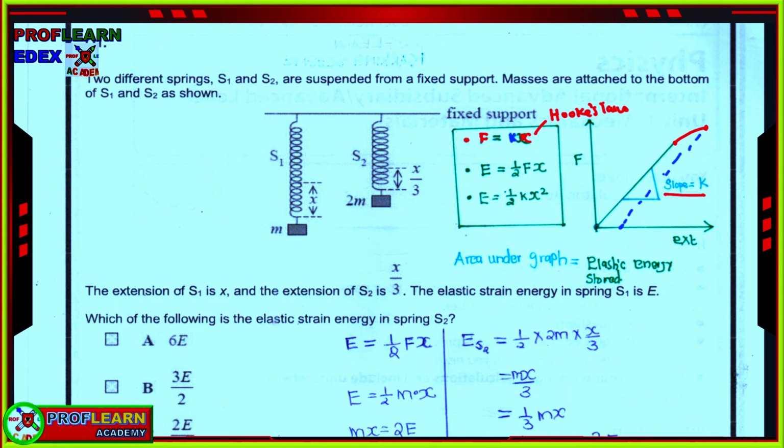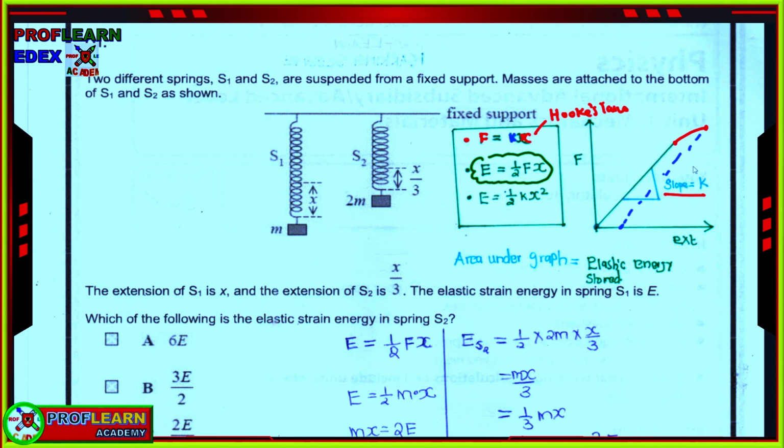Some other concept that I usually ask is: what is the amount of elastic potential energy stored? Elastic potential energy stored is the area under the graph. Or you can use the formula: elastic potential energy stored is equal to a half force times extension, or energy equals a half k x squared. So from the graph, you work out the area under the graph.